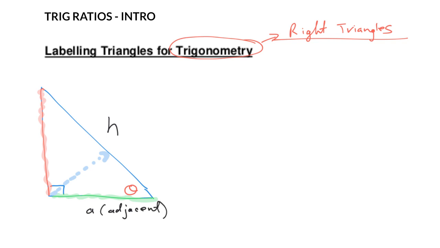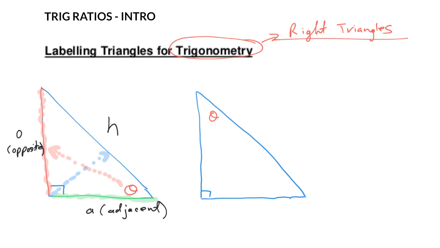And now this other side here that looks directly across, so the leftover side directly across from that angle is what we call the O, also known as the opposite. Okay.